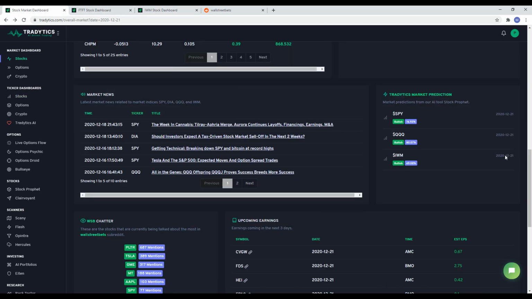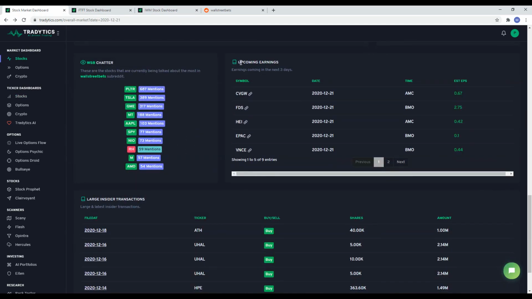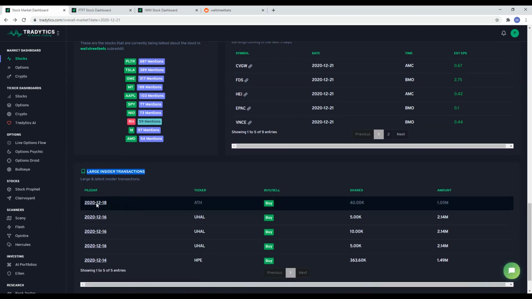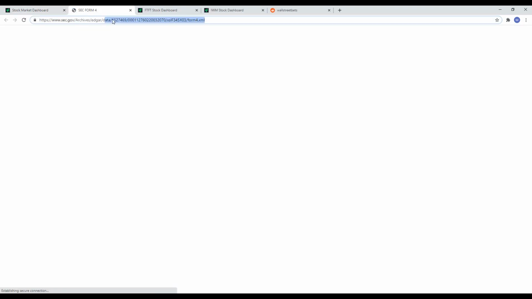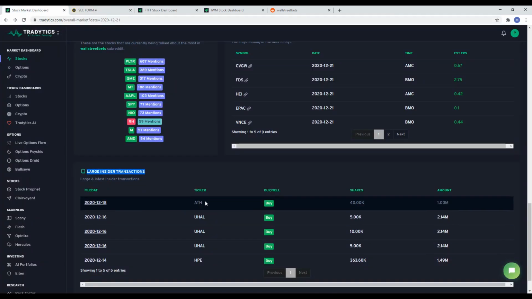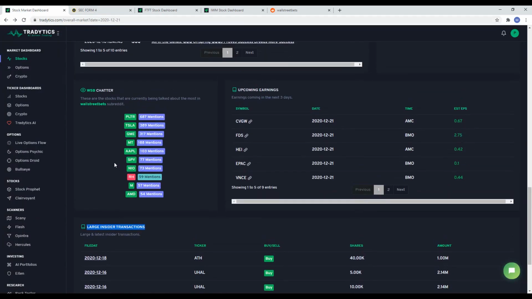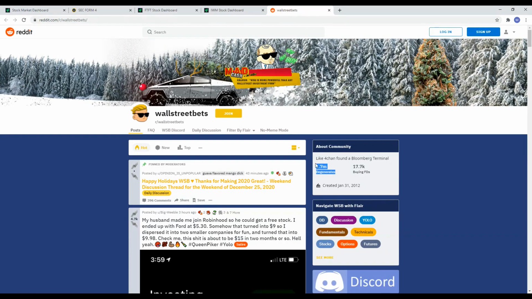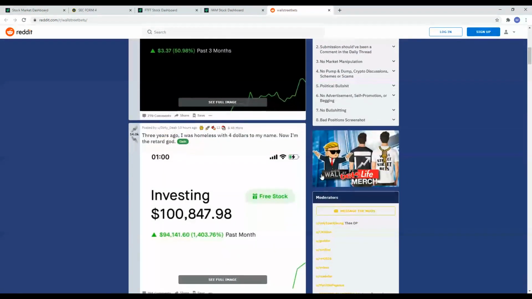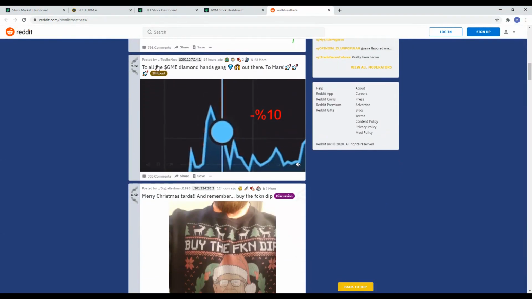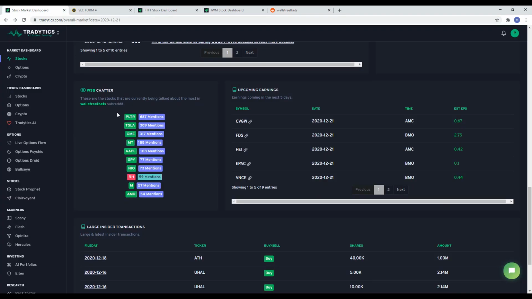Finally, we have a widget for upcoming earnings and one for insider transactions. For insider transactions, you can click on the date to go to the SEC website and read more about the transaction. The last widget that is worth explaining in detail is the Wsb Chatter Widget. This is a tool that goes through Reddit's Wall Street Bets subreddit and analyzes sentiment of each ticker from all the posts there are for every symbol. That information is aggregated here in a small widget. Green buttons mean positive sentiment while red means negative sentiment.